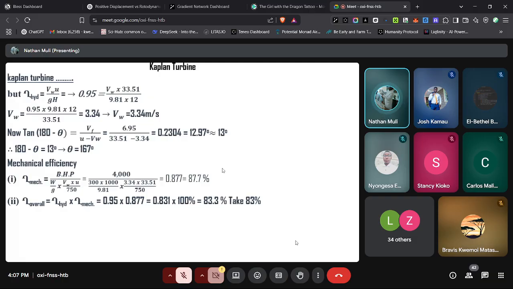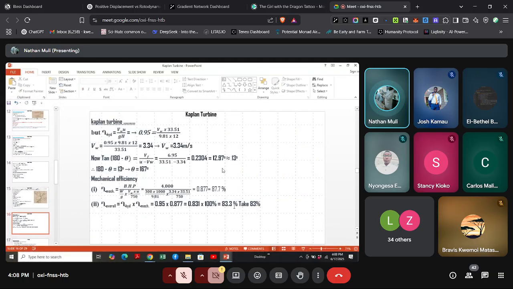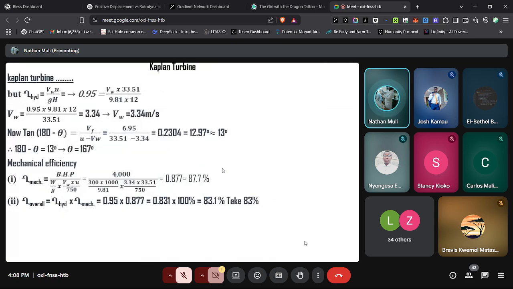But remember now, if you don't know, I'll let you know, overall efficiency, eta naught, is equal to eta hydraulic times eta mech, 0.95 times 0.877, which is equal to 0.83 times 100%. And for that case, we are taking 83%. Okay.